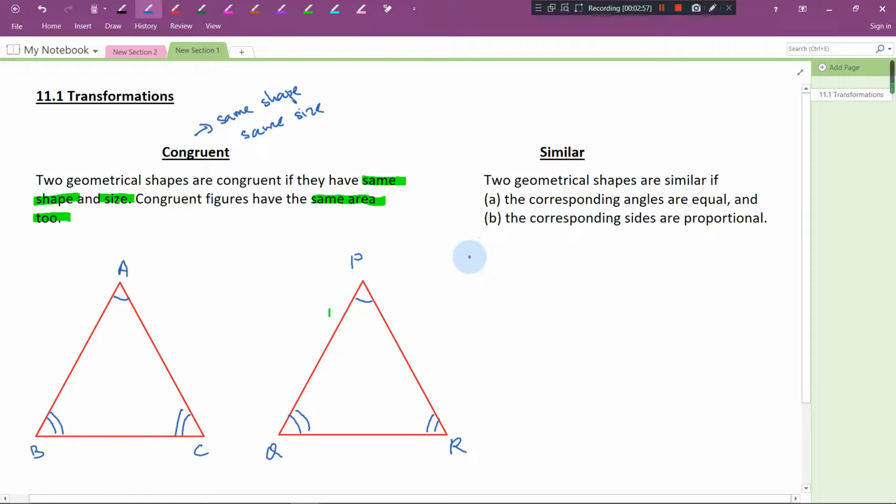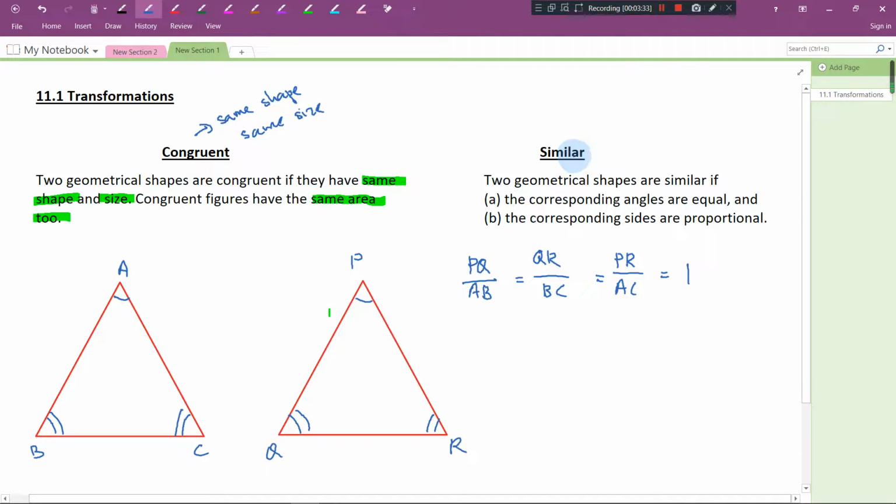Okay, let me write down. PQ, the corresponding side will be AB, right? QR, the corresponding side will be BC. And PR, the corresponding side will be AC. Because they are exactly the same, when you divide, you will get 1, right? So if two geometrical shapes are congruent, definitely they will be similar.